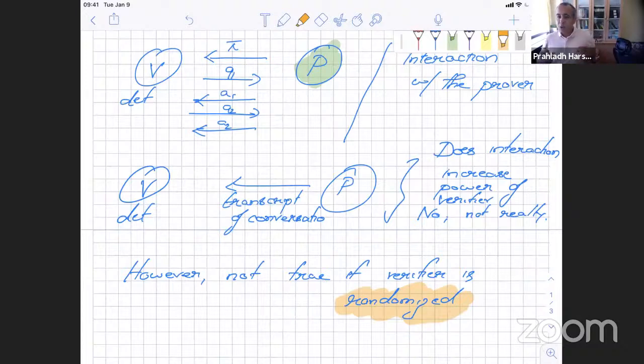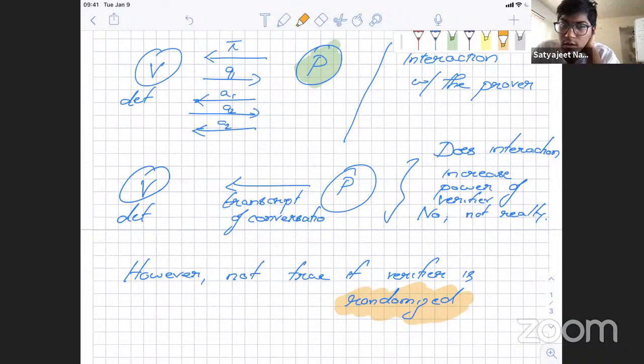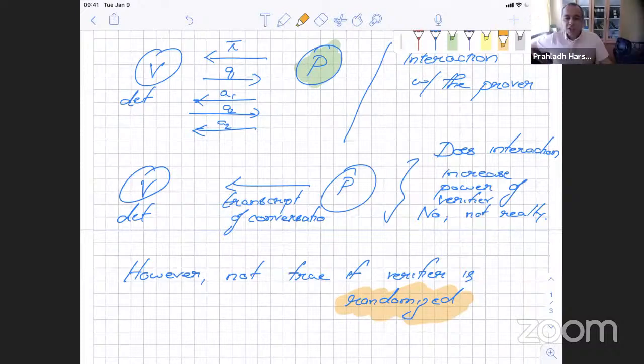So it seems as if when you interact with the prover and the verifier tosses random coins, you can do something. At least I don't know a priori that you can capture everything by just the prover writing down a transcript. Satyajit, you had a question? So the first thing we knew, okay, Q1, Q2, Q3 is the sequence of questions. Now, if you say that the verifier is random, that means he can ask Q3 at the beginning, then Q5, then Q8 or something. No, not just that.